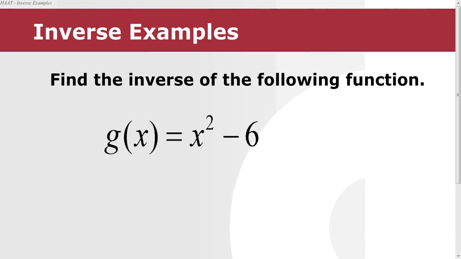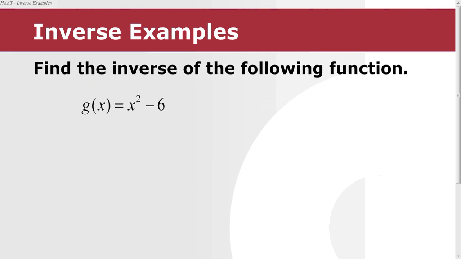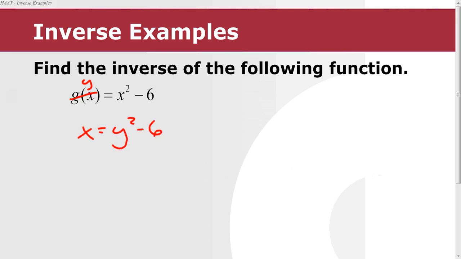Not too much. g of x equals x squared minus 6. I'm going to give ourselves a little bit more room here. Make this a little smaller. So again, the function is really y. We write it in function notation because that's your output. We're going to swap x and y. There's step 1. Solve for y. So then y is going to equal plus or minus the square root of x plus 6.